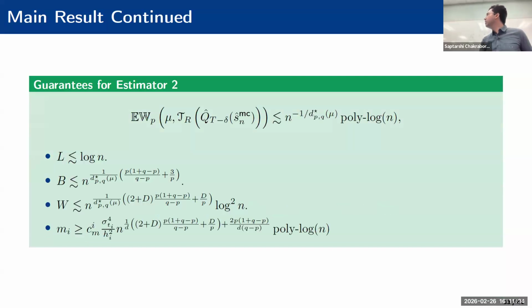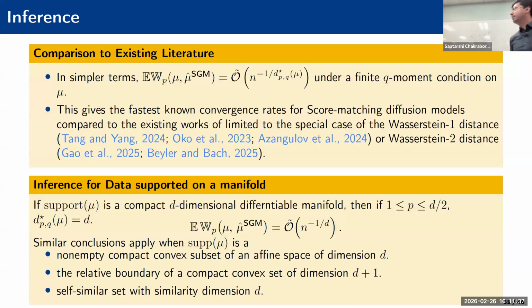So we have these two bounds, and let's go into some inference. In simpler terms, score matching diffusion models can achieve, if we disregard the polylog n terms, n to the power minus 1 over the p-th Wasserstein dimension under a finite q-th moment condition. This gives the fastest known rate for score matching diffusion models compared to the existing literature. Existing literature mostly looks into Wasserstein-1 or Wasserstein-2 distances, and there are some suboptimal constants which we can completely bypass in this analysis.